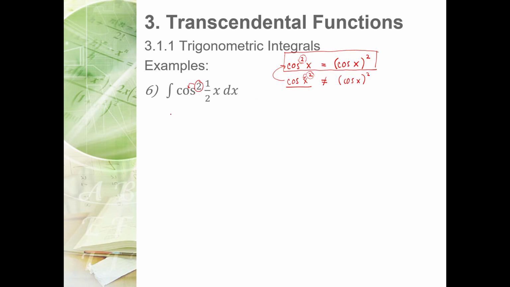Okay? So in this example, we can rewrite this one as cosine 1 half of x and then squared dx. All right?